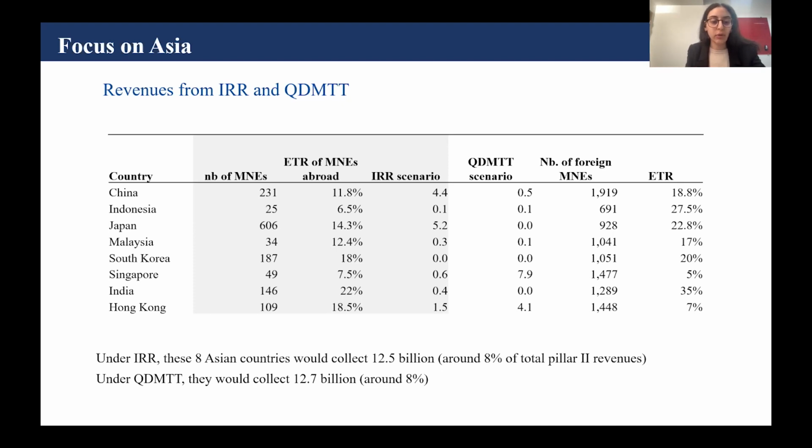If we move, for example, to China as a second example, there are 231 Chinese multinationals operating abroad. All the data that I'm presenting are from the 2017 OECD country by country database. They have an ETR on average of 12%, and China will get around 4.4 billion euros under the IRR scenario. If we move to the QDMTT, we have around 1,919 multinationals operating in China with an ETR of 20%. So it's higher than the 15% minimum tax, and that's why China will not get many revenues under the QDMTT scenario.